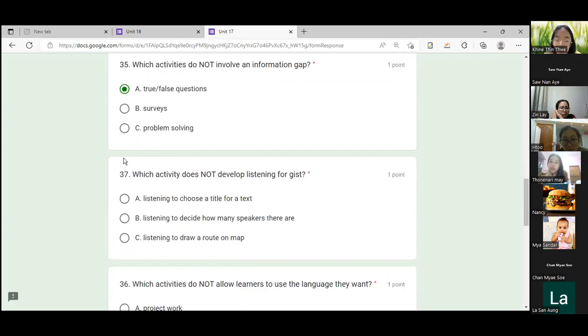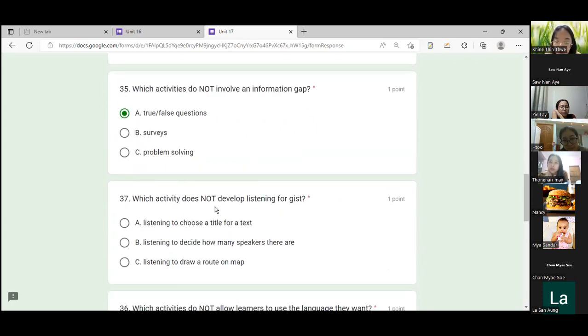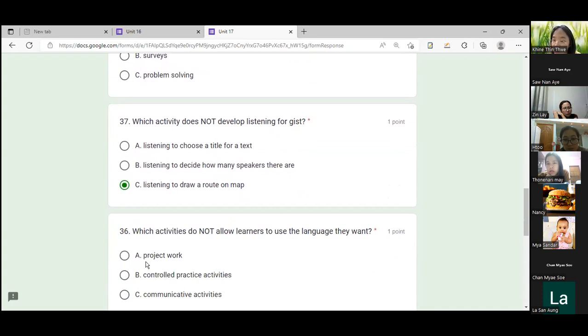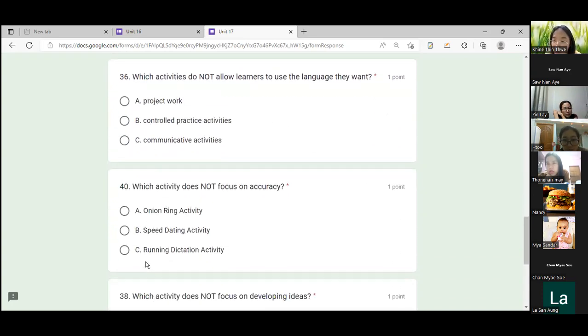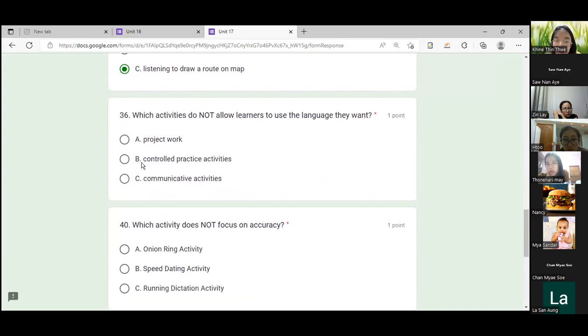Which activity is not listening practice? Choose a title. Decide how many speakers there are. Listen to draw a route or map. Listening to draw. Control practice activity.